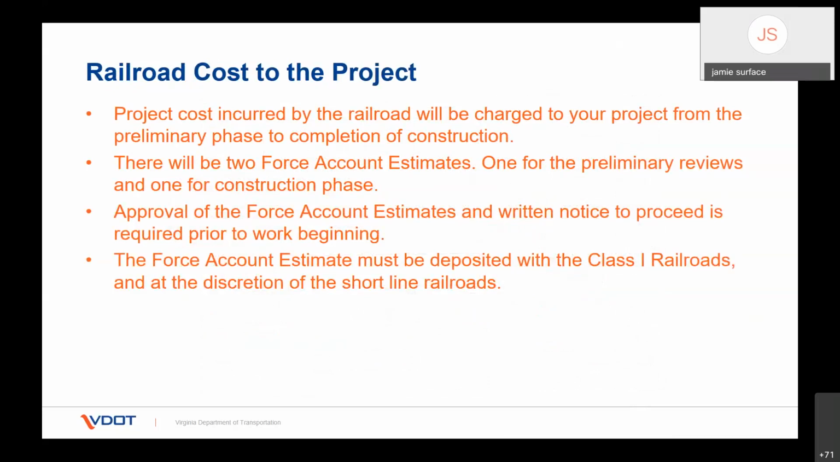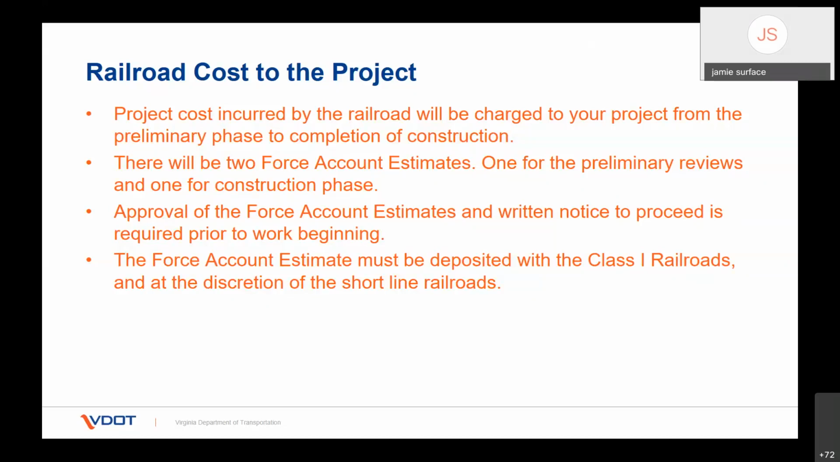Okay, as we've mentioned several times, the project cost incurred by the railroad is charged to your project from the preliminary phase through the completion of construction. The two force account estimates we've discussed, one is preliminary engineering and one for the construction phase. The approval of those estimates and written notice to proceed is required prior to work beginning. Either way, if you're looking for a preliminary review, you have to give them approval of their force account estimate for preliminary engineering prior to the contractor starting work. They have to have written approval of their construction force account estimate too.